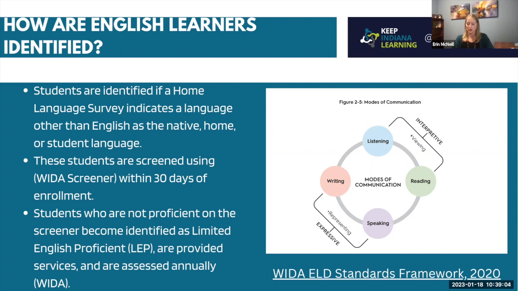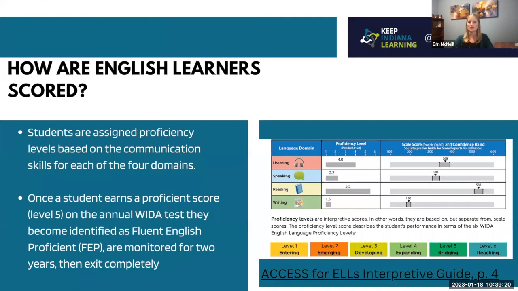Students who are not proficient on the screener become identified as limited English proficient and are provided services and assessed annually. Students are tested over 4 modes of communication: listening, writing, reading, and speaking. Students are then assigned proficiency levels based on the communication skills for each of the 4 domains.